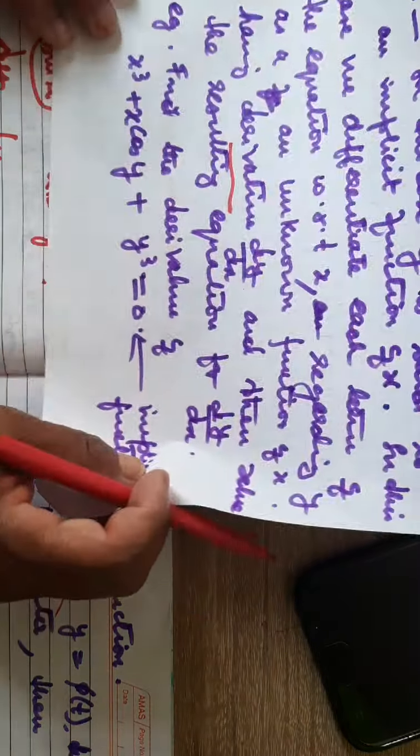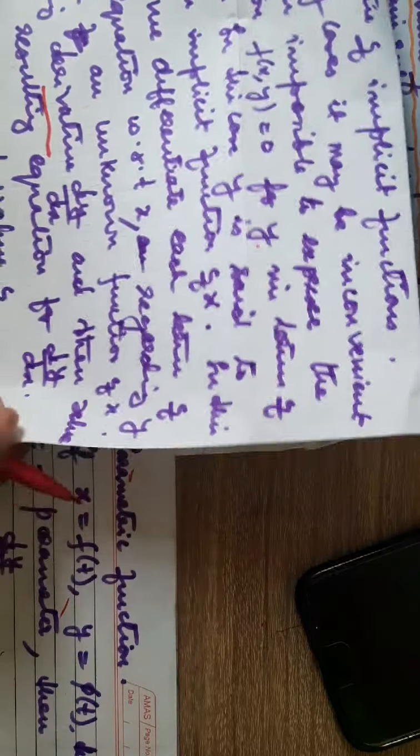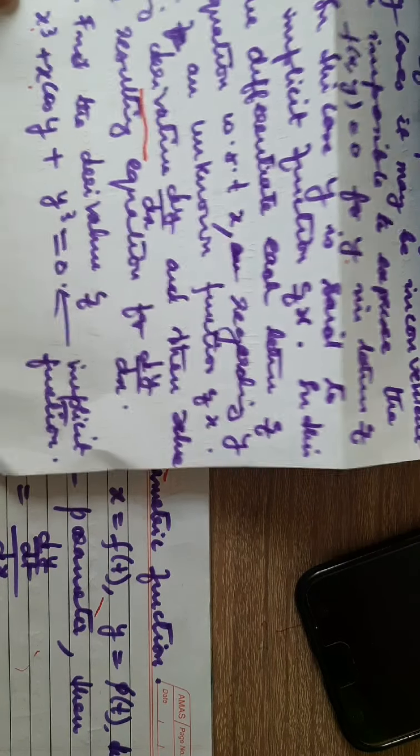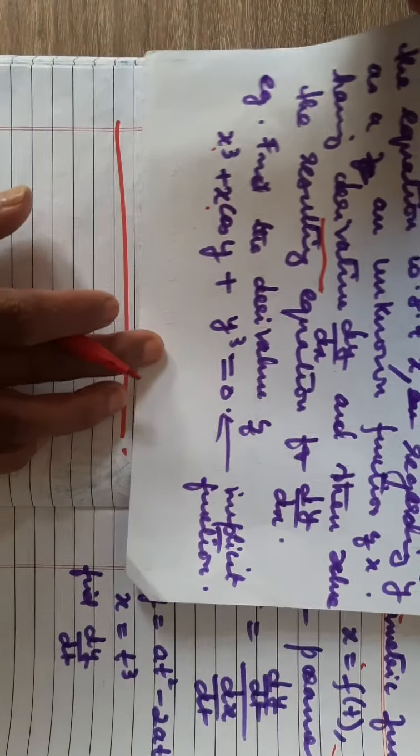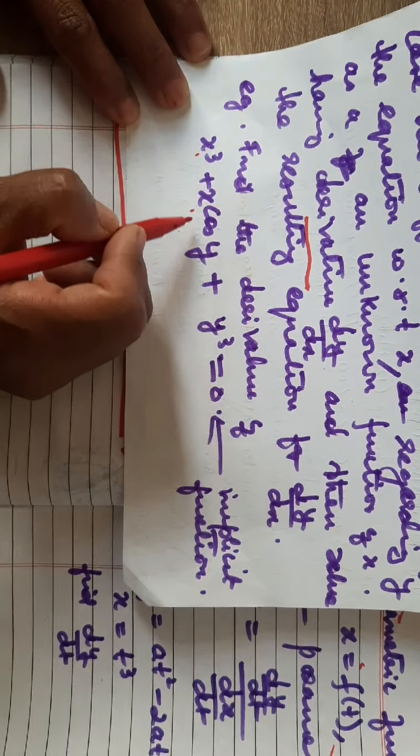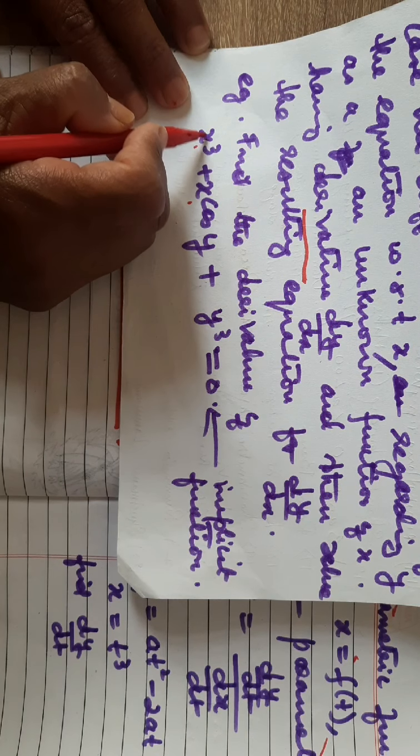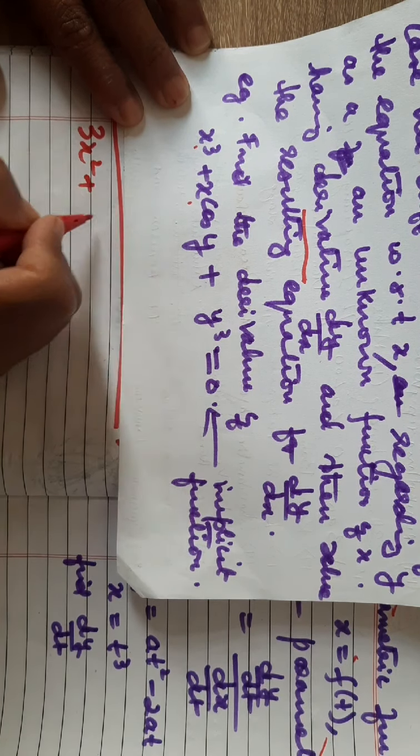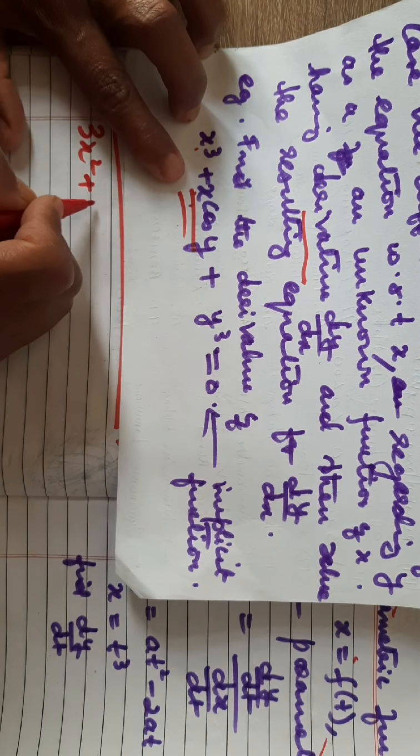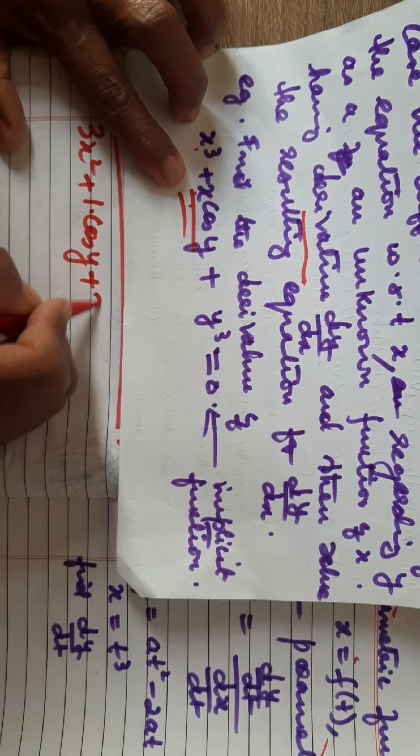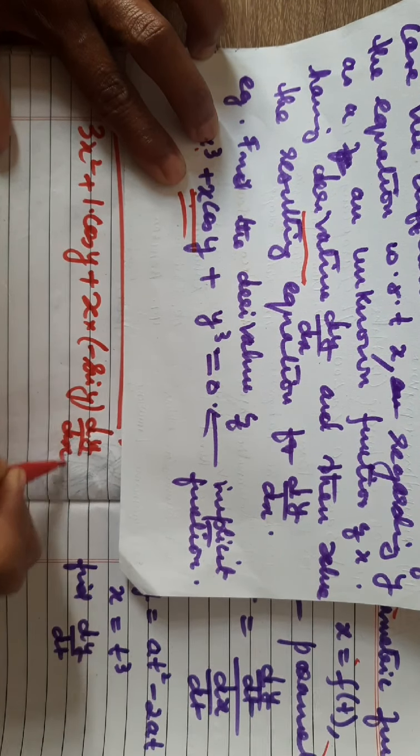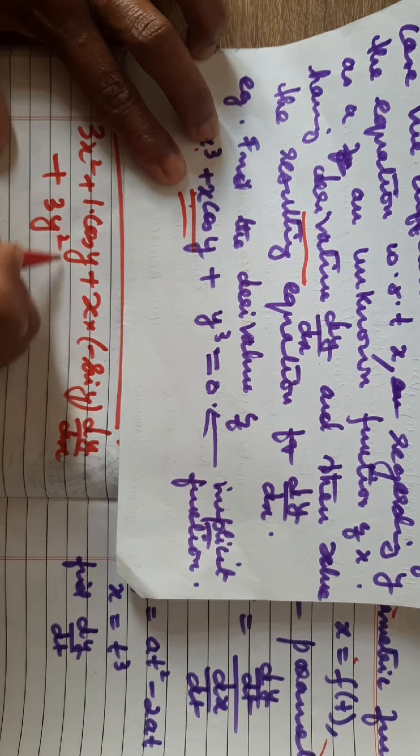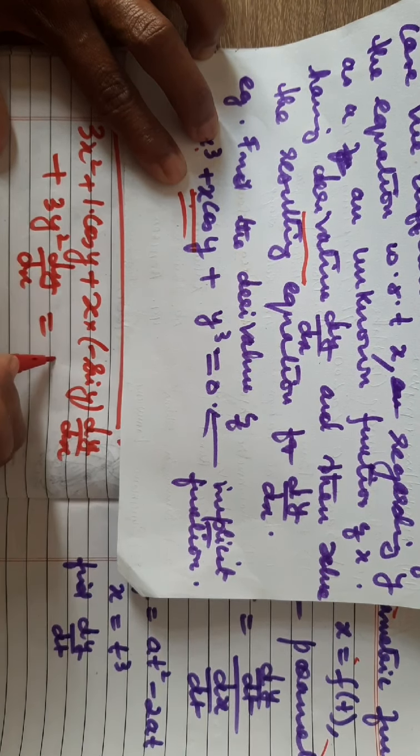So for example, for the case of implicit function, you can consider this example, x cube plus x cos y plus y cube is equal to 0. So let us find out what will be the derivative of this one. So differentiating this one with respect to x, differentiation of x cubed will be 3x squared plus, here it is a product function, so differentiate first, it will be 1 into cos y plus x into differentiation of cos y is minus sin y into dy/dx plus y cubed, it will be 3y squared dy/dx is equal to 0.